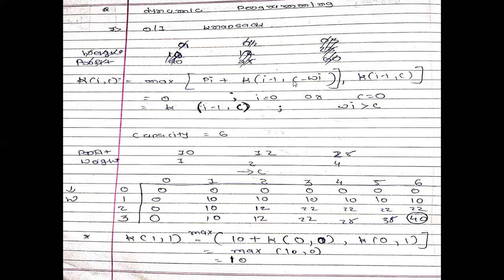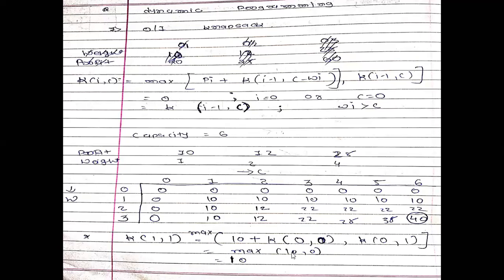Then C minus WI. C is 1, and weight of I you saw is 1. 1 minus 1, again here you have to put 0, comma, this one, K of I minus 1, 1 minus 1, 0, and C is 1, so you have to put here 1. So now let's calculate: 10 plus K of 0, 0. K of 0, 0 is 0, so you have to put 0. 10 plus 0 is 10. K of 0, 1 is also 0, so you have to put 0.